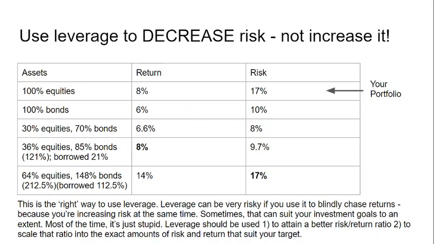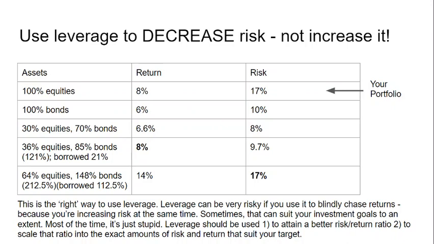It can be very risky if you use it to blindly chase returns because you're increasing risk at the same time. So imagine if you use leverage on a portfolio of 100% equities. That's so much more risky, and it's needlessly more risky. You don't have to do that. If you did that, trying just to get a 14% return, you'd take on way more risk. It's just stupid. Don't do that. Sometimes you can make it work depending on your investment goals and depending on exactly how you're using the leverage. But most of the time, if you're using it to just blindly chase returns without taking into account risk, it's just stupid.